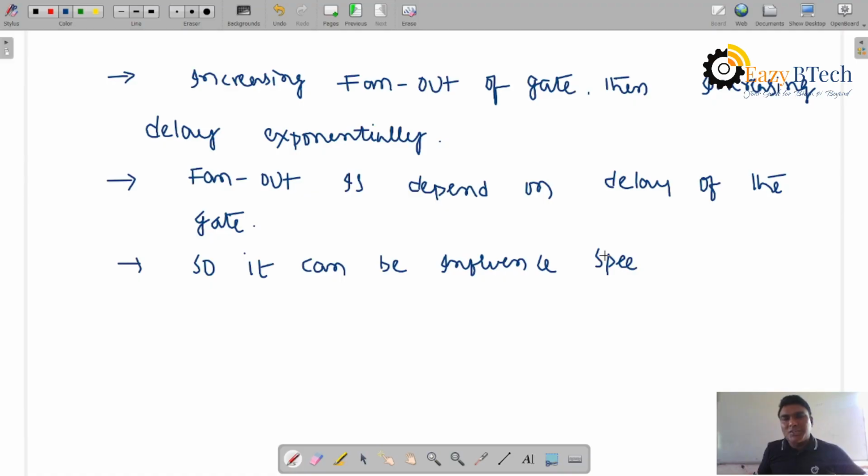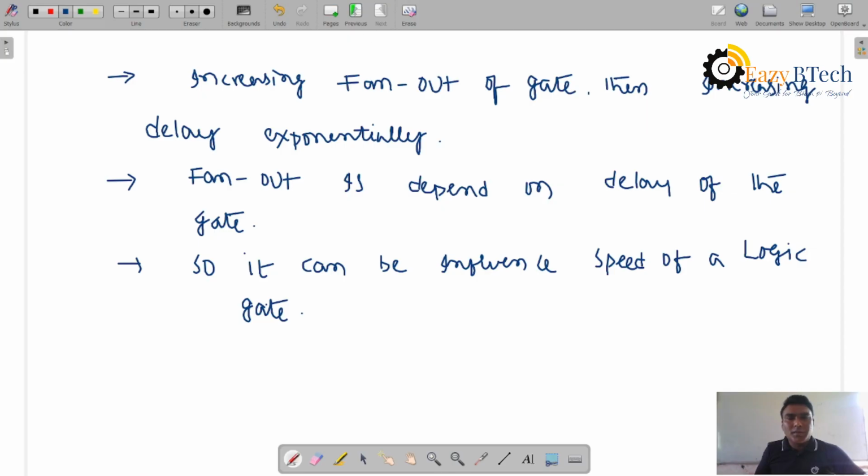So as delay reduces, speed increases; delay increases, speed reduces. Delay reducing, speed increasing means less time taken to process. If delay is more, then speed will be decreased. It is an inverse relationship between speed and delay. So it can influence the speed of a logic gate. You see how the logic gate speed performance depends on fan in and fan out.